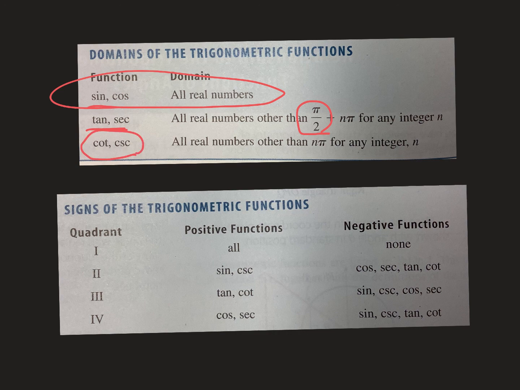Cotangent and cosecant: all real numbers except for the pi's. 1 pi, 2 pi, 0 pi, 3 pi, 4 pi, 5 pi, negative 2 pi. Any pi, those are undefined. The rest of the time, it's all real numbers. And down here tells you all about the signs.